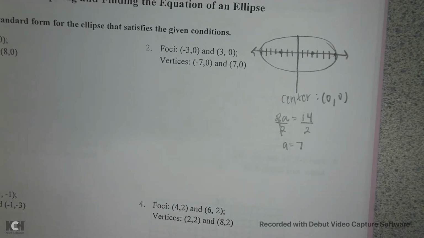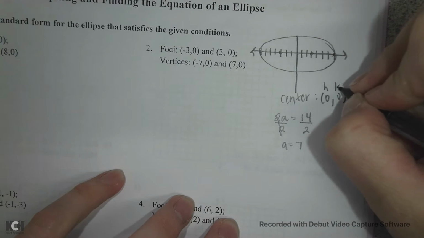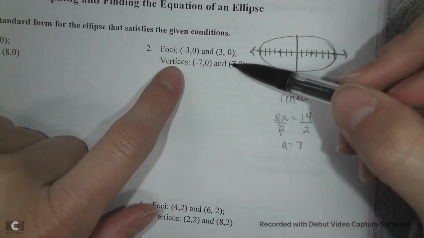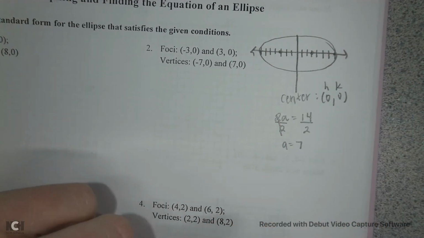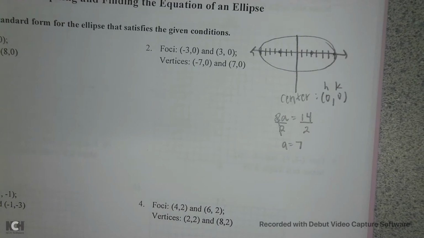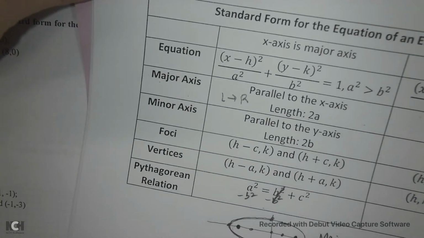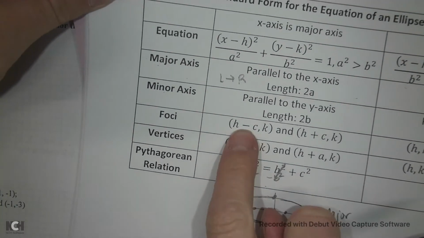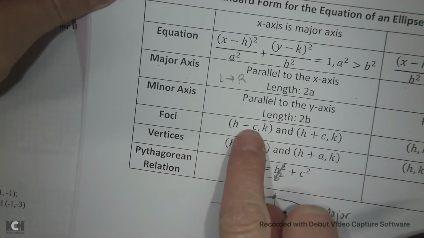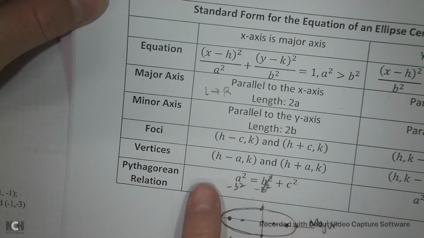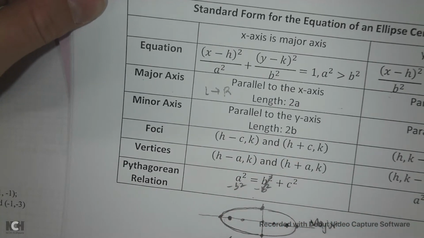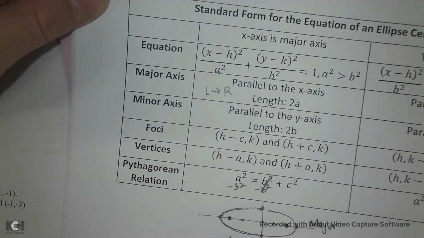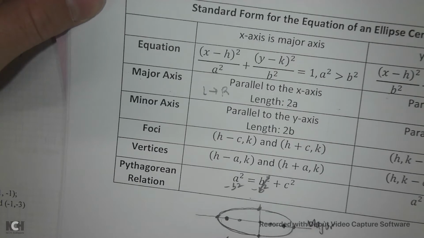Okay, so now we have our center, which is our H and our K. We have foci and vertices and our A. So we need to figure out a B or a C, and here is why. When we have our foci, if you look here, our formula has a C in it. So in order to get our B, we can use the Pythagorean relation, but we have to have a C first. And it's the same thing getting your A if you have the B.